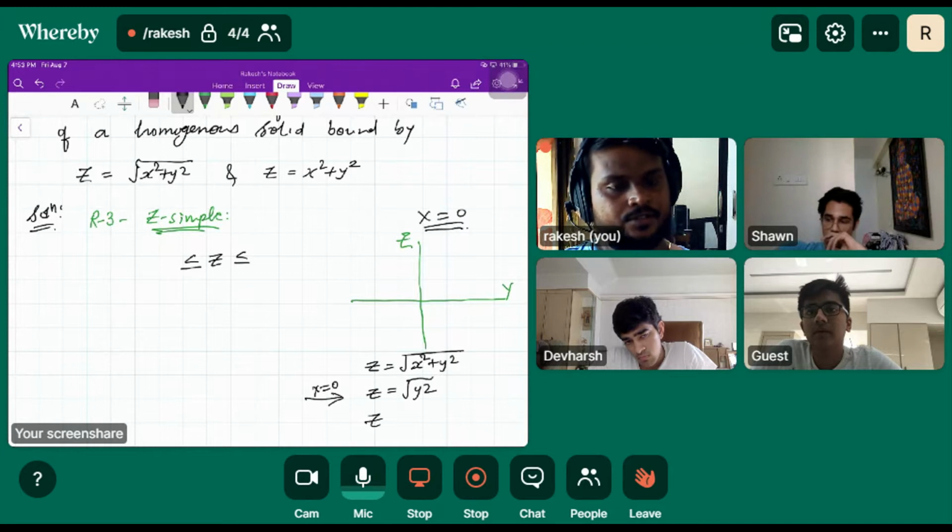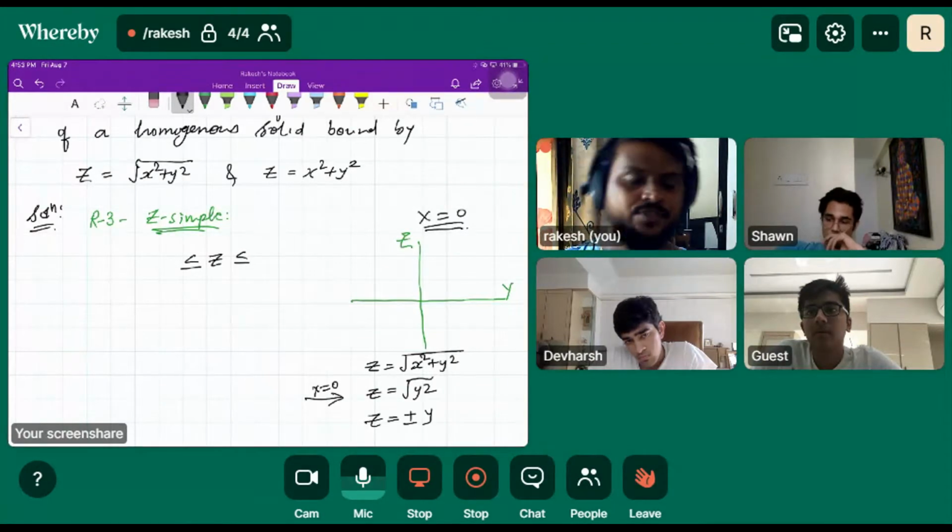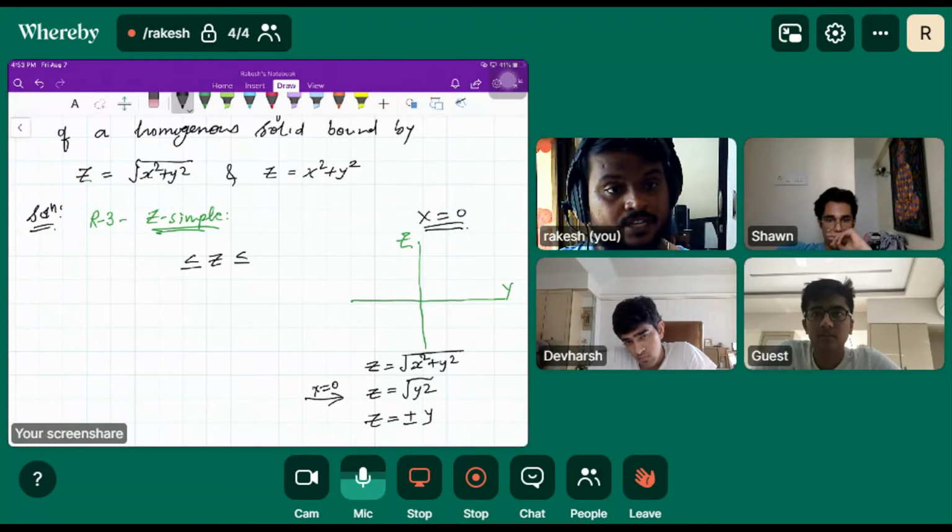It's plus minus y. Okay, it's the absolute function, plus minus y, that gives you z. So z is equal to plus minus y.